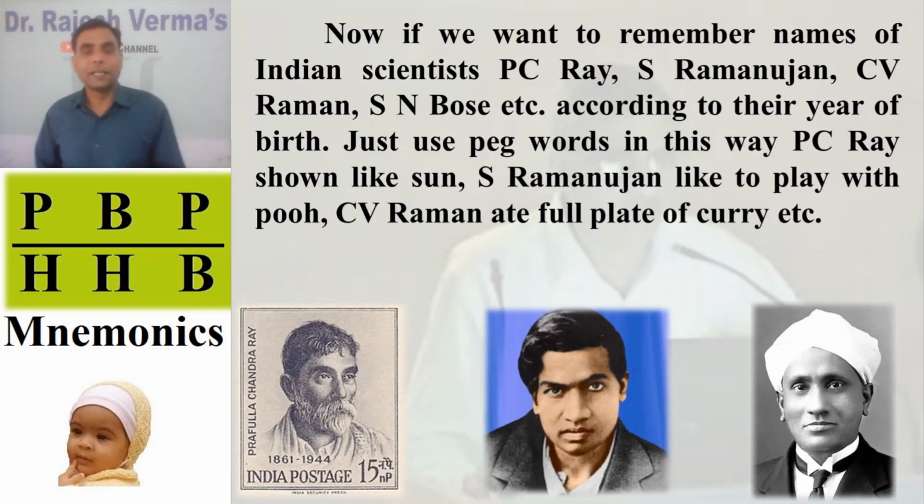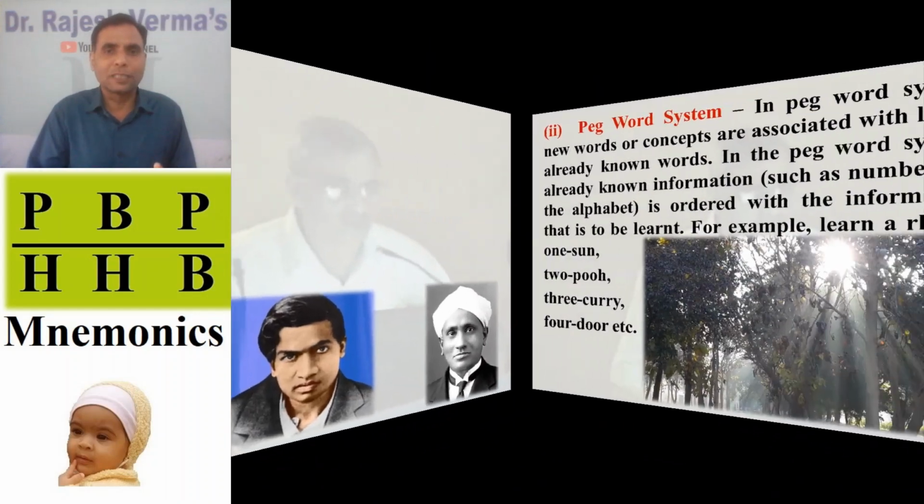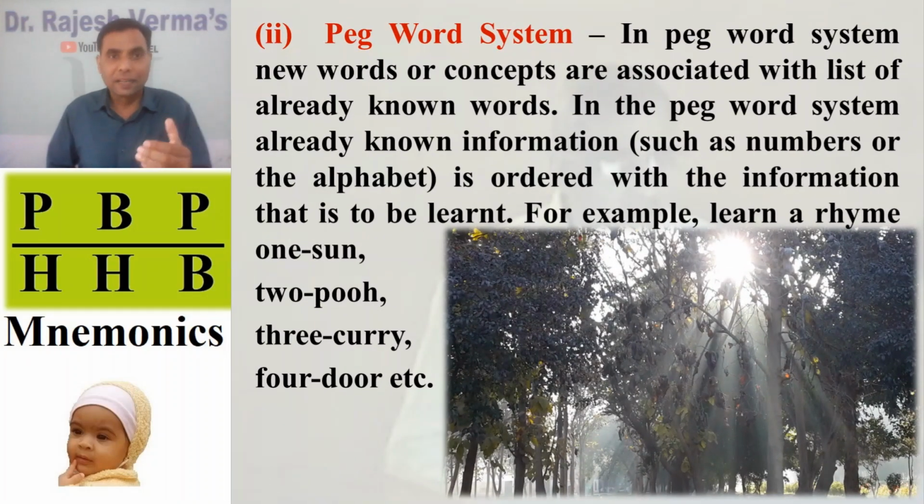For example, if we want to remember the names of famous Indian scientists, P.C. Ray, S. Ramanujan, C.V. Raman, S.N. Bose, etc., according to their year of birth, it becomes a little bit difficult for us. We can remember their names and their work, but when we want to remember according to their birth year, that becomes difficult. Now we know we can use the peg word system. In the previous slide you can see the peg word system: one sun, two poo, three curry, four dough.